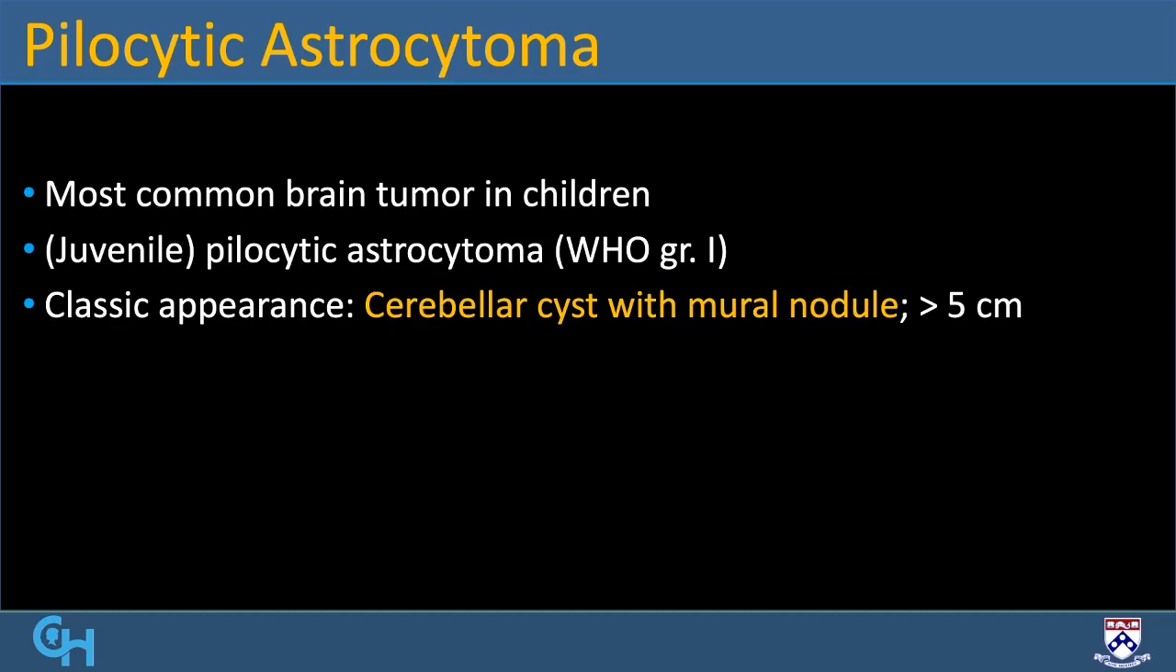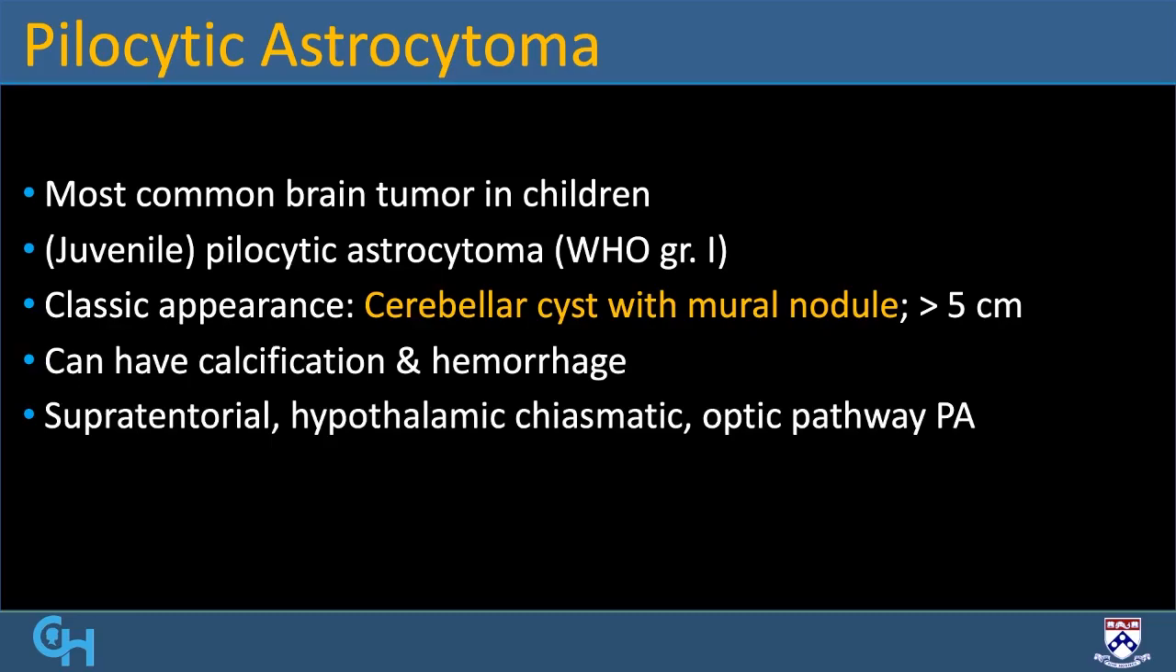The classic appearance and location is within the cerebellar hemisphere. It will appear as a cerebellar cyst with a mural nodule. Typically, at presentation, the cystic components of a pilocytic astrocytoma are quite large and have been shown to be at least around 5 centimeters in size. They can have calcification and hemorrhage within.